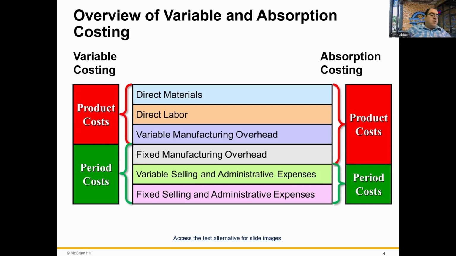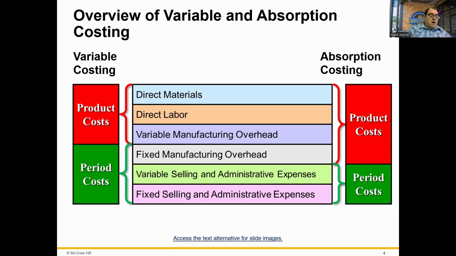Fixed manufacturing overhead and both variable and fixed selling and administrative costs are treated as period costs and get deducted from revenue as they're incurred. So variable selling and administrative and fixed selling and administrative are period costs. Again, the only difference between variable and absorption costing is how the two methods treat fixed manufacturing overhead costs. Under both methods, selling and administrative costs are period costs and are not product costs.